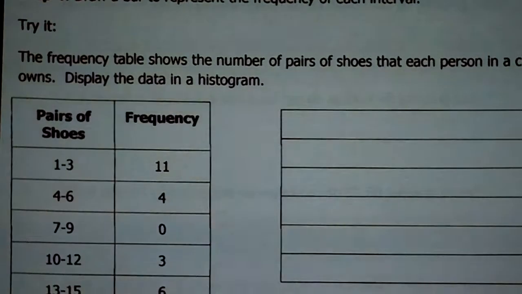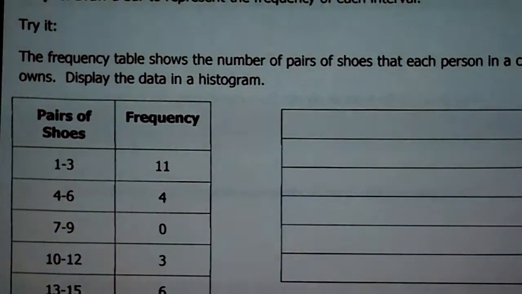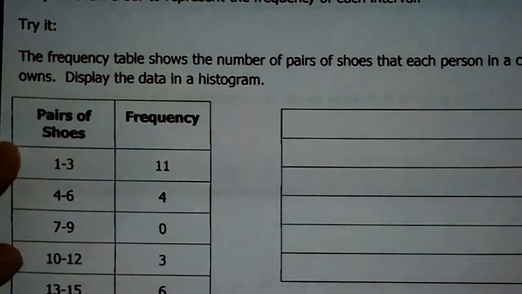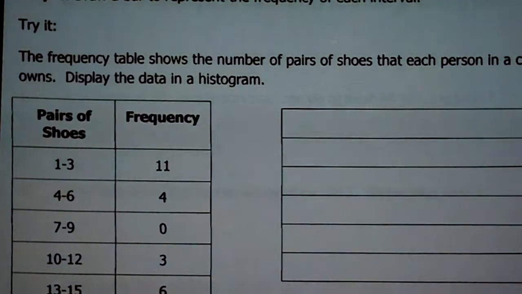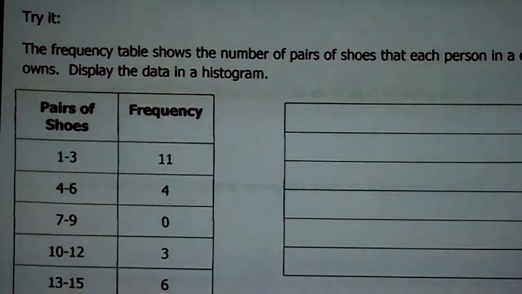All right, so if you look at step 1, it says to label the axes. This frequency table right here shows a number of pairs of shoes that each person in a class owns, and this is just made up data. It's not really. Maybe we'll take a little survey and find out how many shoes each person owns.